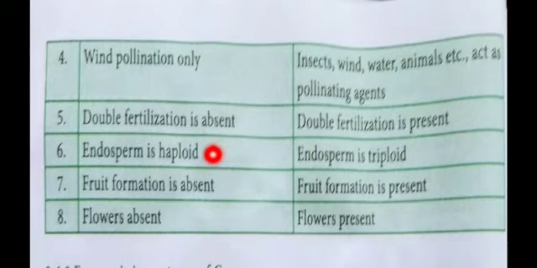Endosperm is the nutritive tissue that nourishes the developing embryo. In gymnosperms the endosperm is haploid, that is N, and in angiosperms the endosperm is triploid, 3N. Fruit formation is absent in gymnosperms, whereas here fruit formation is present. Flowers are absent in gymnosperms, except Gnetum, which alone produces flowers, whereas here flowers are present. These are the 8 differences between gymnosperms and angiosperms.